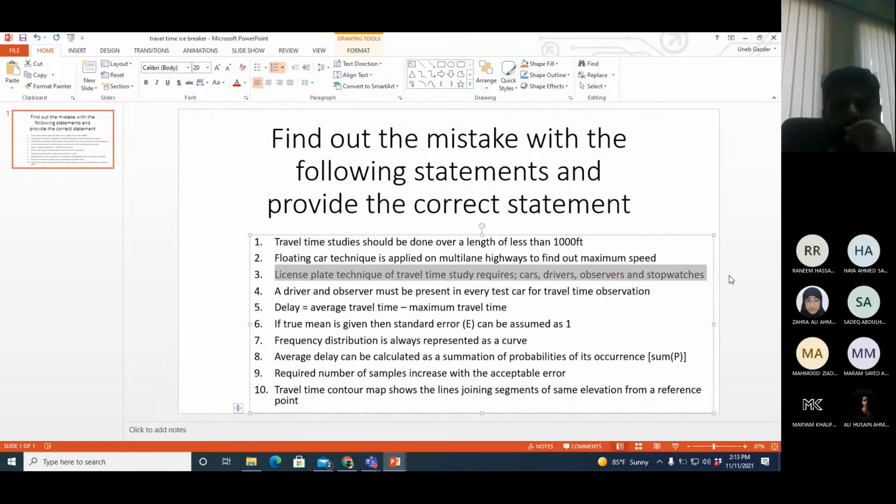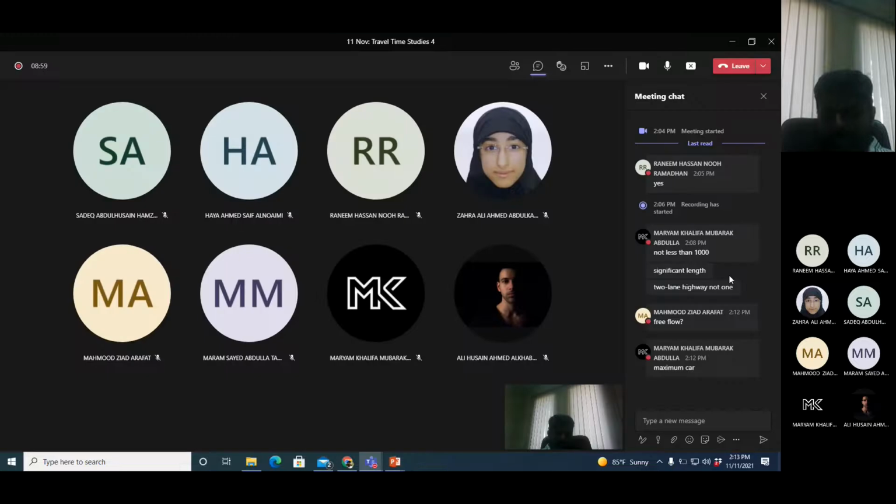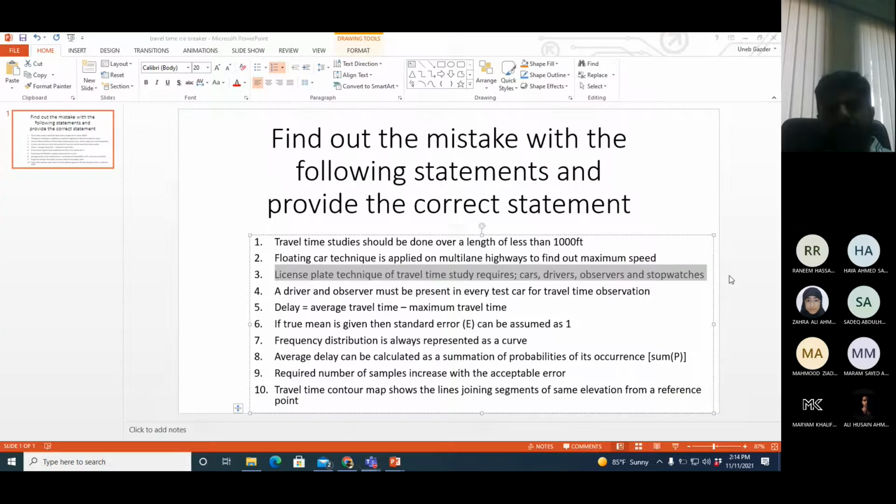Yes, anyone? Sadiq, Ali. License plate technique requires cars, drivers, observers, and stopwatches.